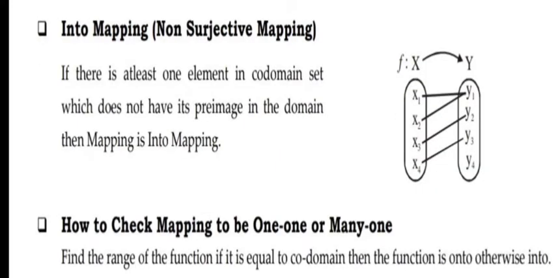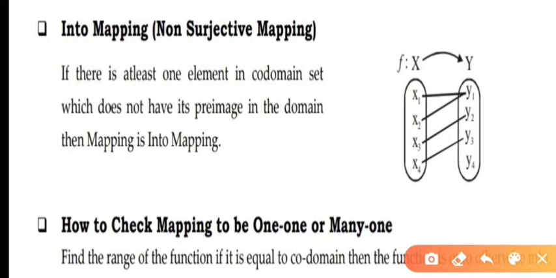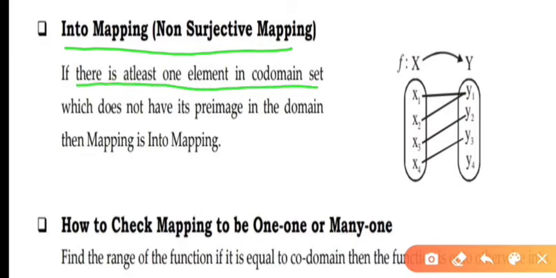Now we move to the next, into mapping. It is non-surjective mapping. If there is at least one element in the codomain set which does not have its pre-image in the domain, then that kind of mapping is into mapping.